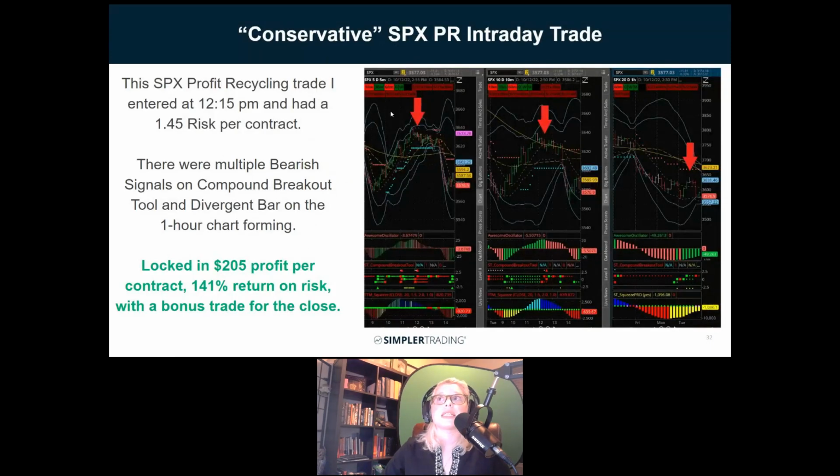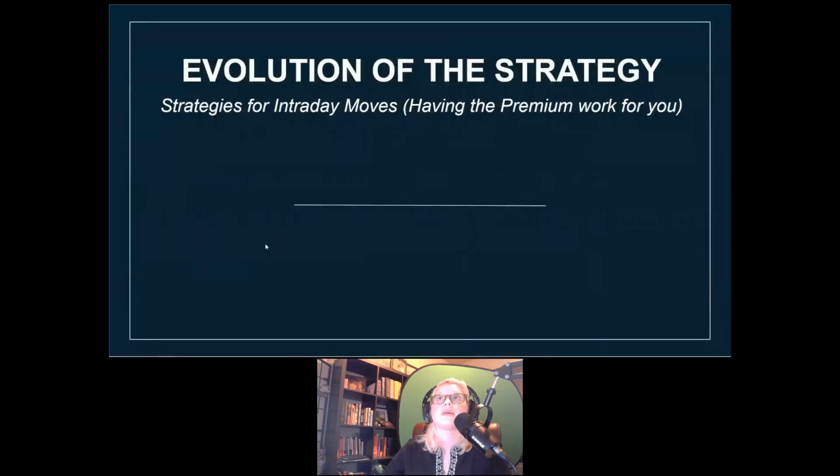So here's another example where we had some setups. We had a bearish divergent bar, we had resistance, and we had bearish signs starting to pop up in the compound breakout tool on several different time frames. And in this trade, it was an SPX trade that I had a risk of 145. And at the end of it, I ended up locking in a 205 profit per contract, which was a 151% return on risk and a bonus trade for the close.